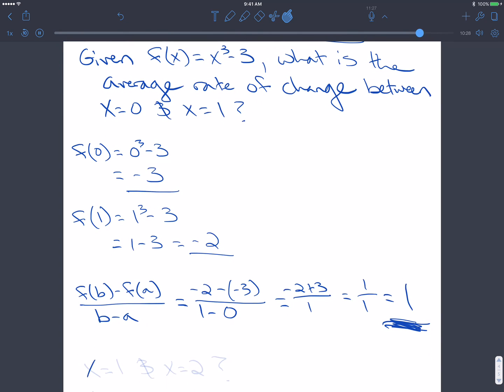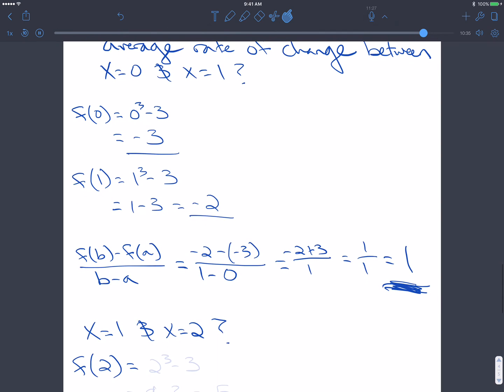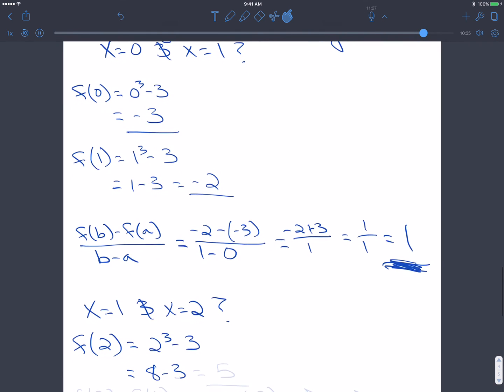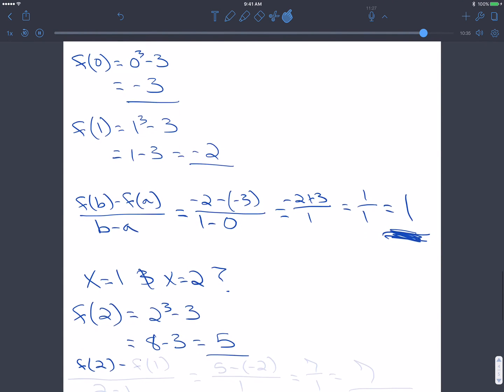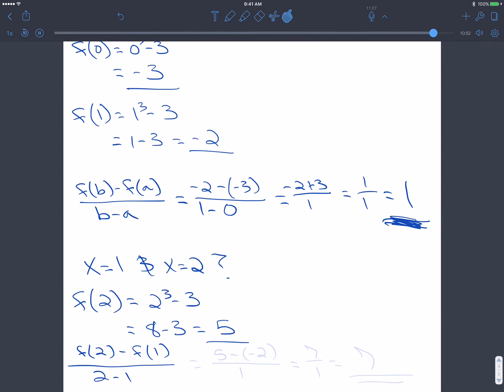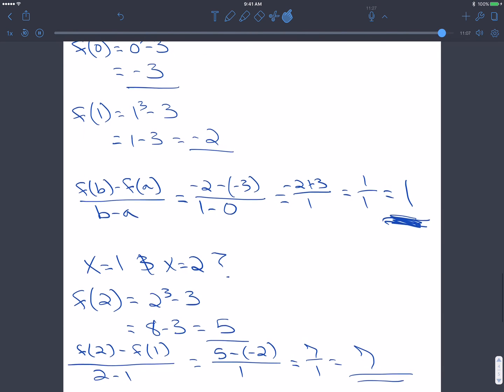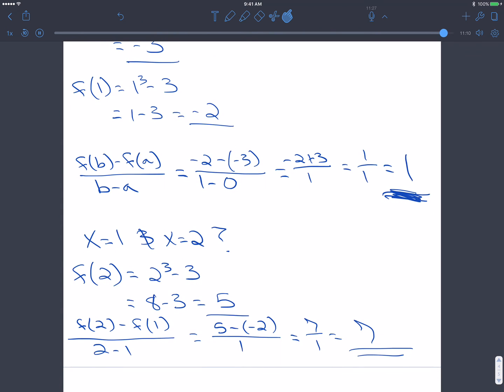So what if we wanted to look at x equals 1 and x equals 2? Then I just need to determine f of 2, so I have that as a comparison. So 2 cubed minus 3, which is going to be 8 minus 3, or 5. F of 2 minus f of 1 over 2 minus 1 is going to be 5 minus the f of 1, which was a negative 2, over 1. So that becomes 5 plus 2, or 7 over 1, which gets an average rate of change of 7 between the points x equals 1 and x equals 2.